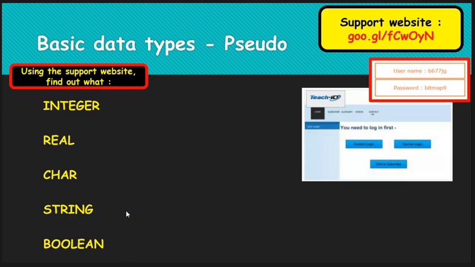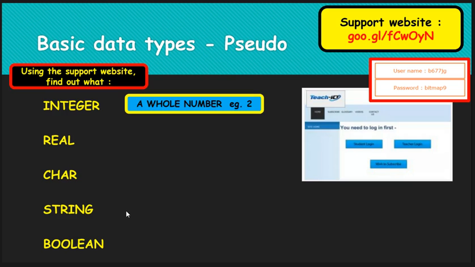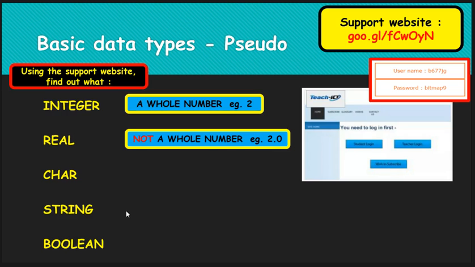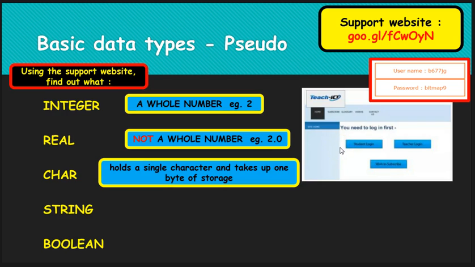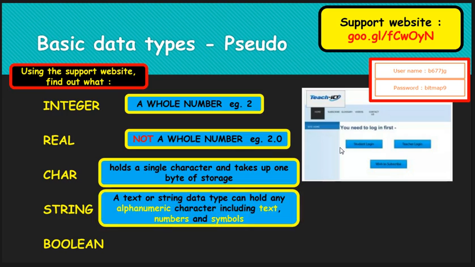Okay, so let's have a look at these data types and what they are. So we've got integer there. An integer basically shows you're saving the data as a whole number. Then we've got real numbers, which aren't whole numbers, so they would have decimal places, so 2.0. So 2.0 will be a real number, whereas a whole number would be 2. Then we've got char. Char actually holds a single character and it only takes up 1 byte of storage. And then we've got string.